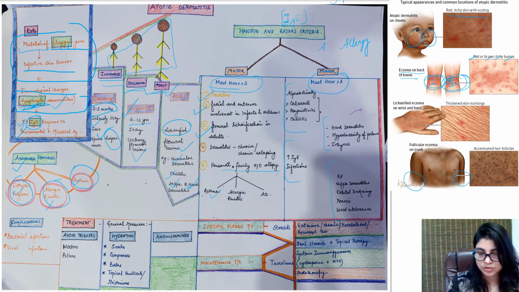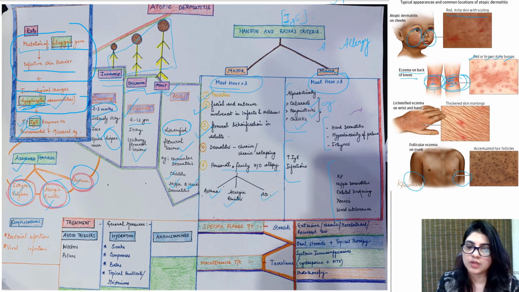atopy: if there's asthma, allergic rhinitis, or atopic dermatitis, then this is a must. More than 3 if you have, okay, great, AD. Now in the minor category, associated cataracts, associated conjunctivitis, cheilitis. So this is about eyes, this is about lips. Now we come to hands.